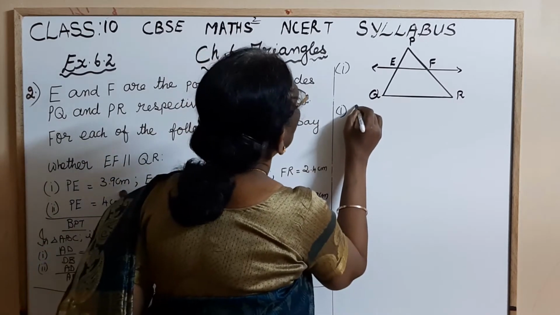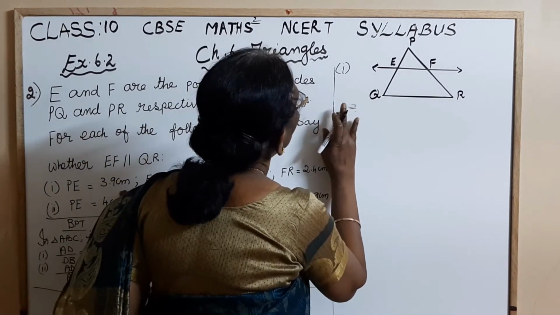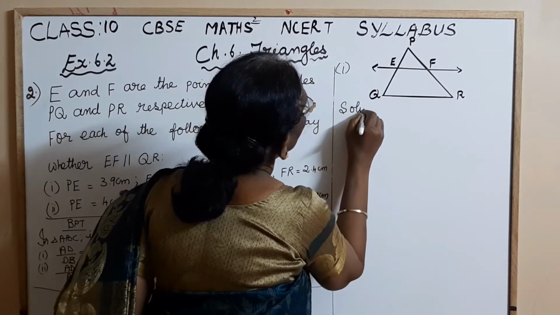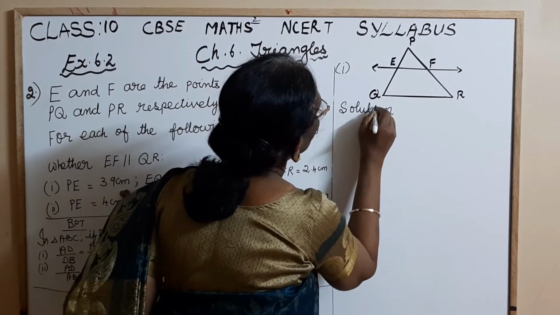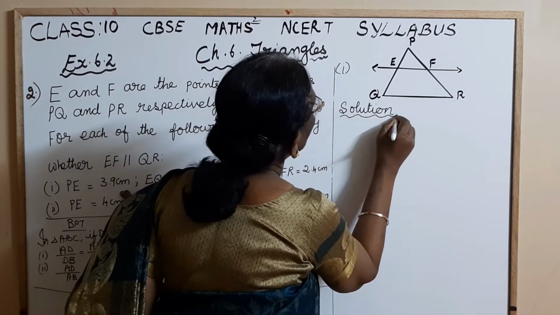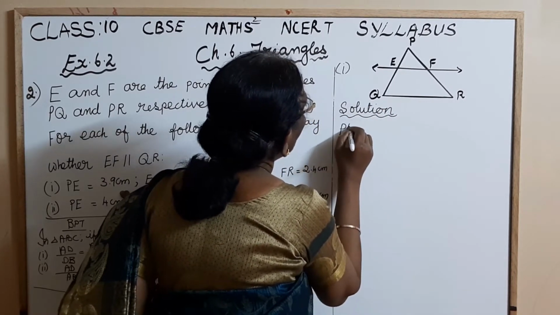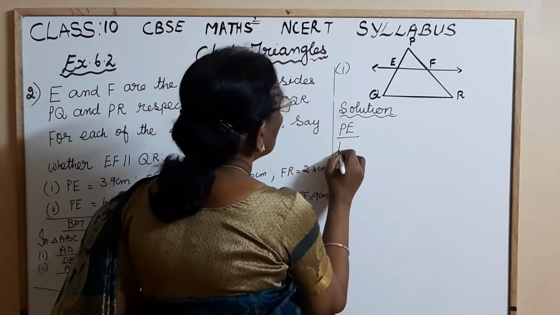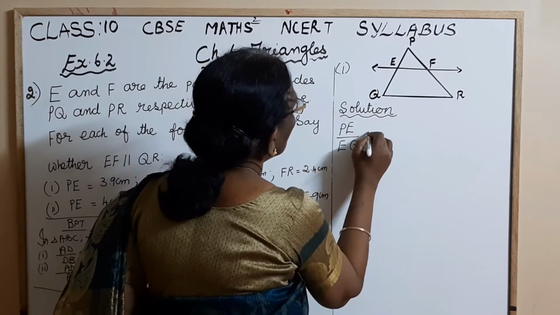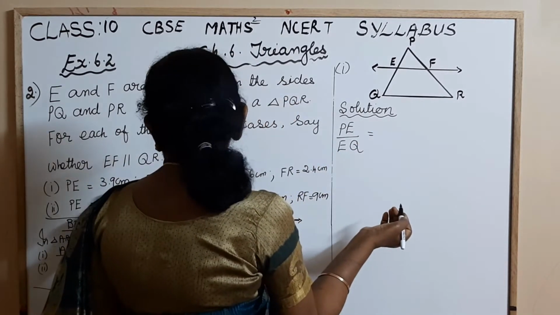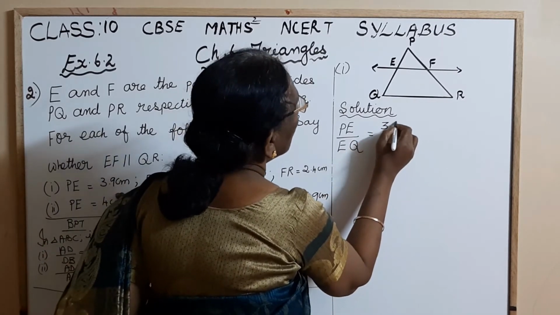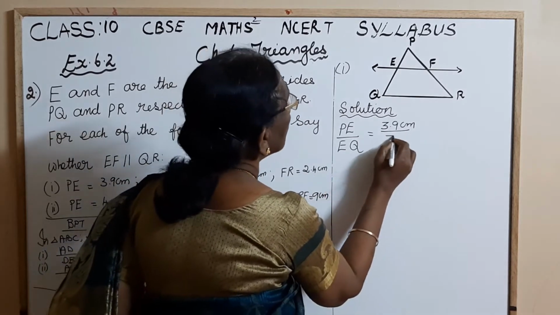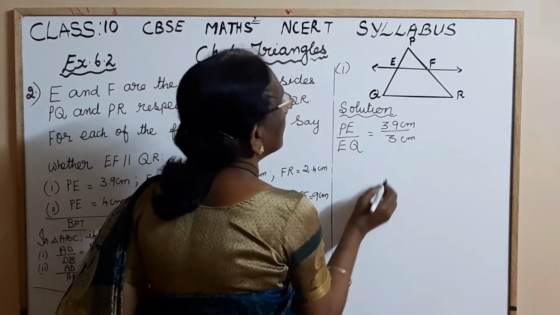PE. Let's write the solution. First question. Solution. PE by EQ is equal to PE is 3.9 centimeter and EQ is 3 centimeter.